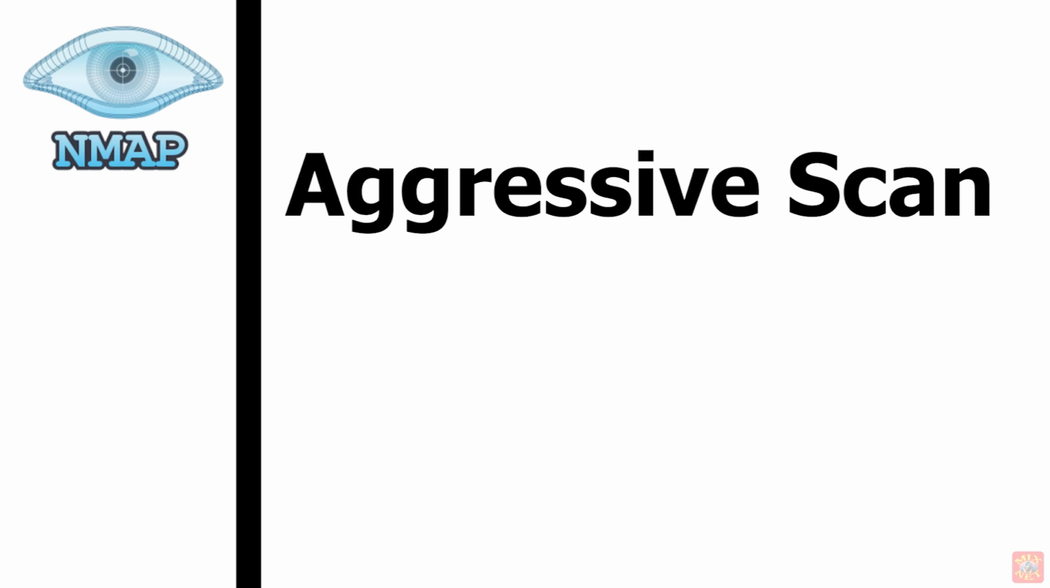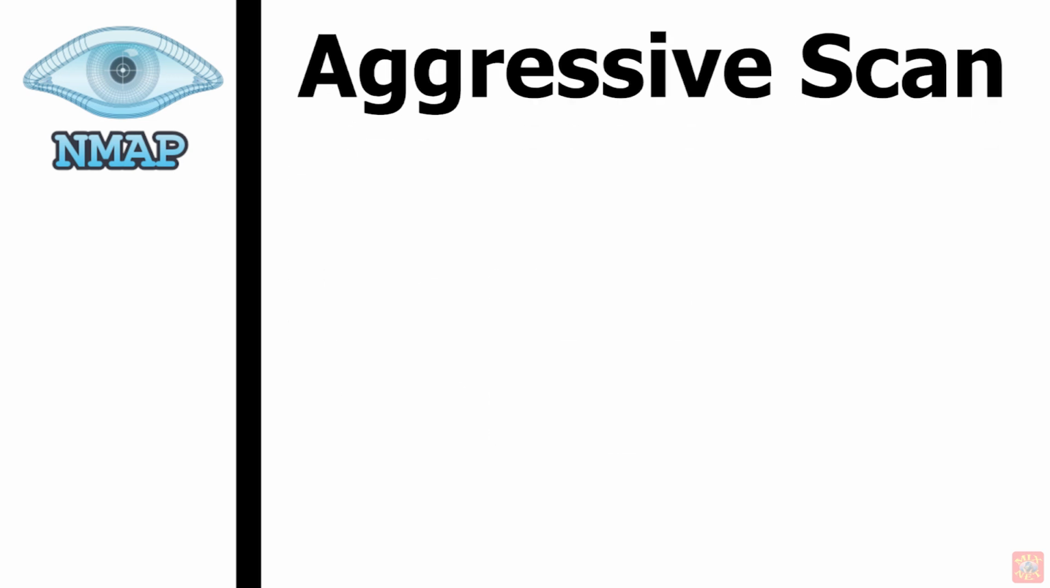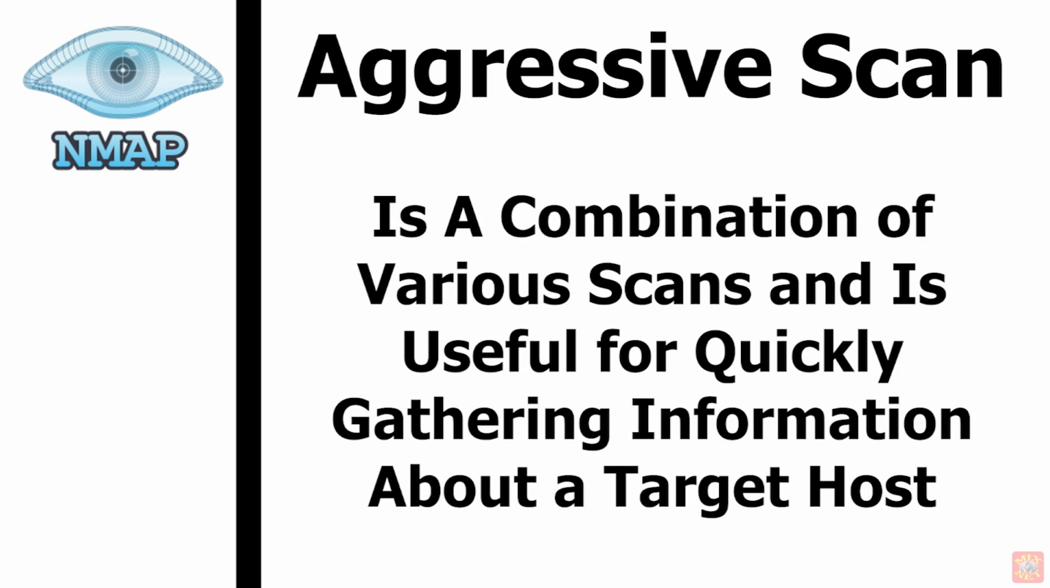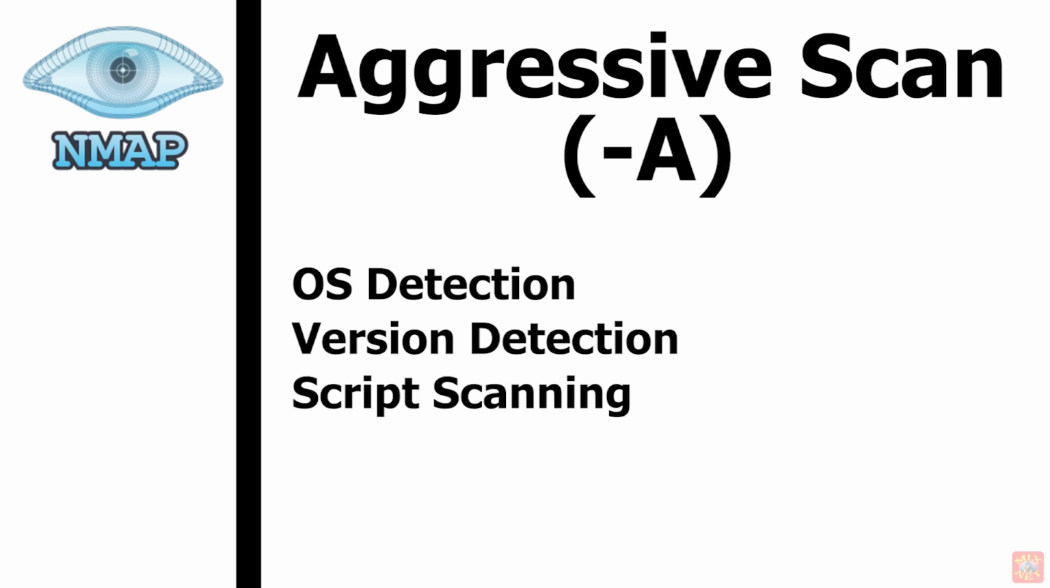In addition to these advanced scanning techniques, Nmap also offers several other types of scans, including the aggressive scan, the idle scan, and the RPC scan. The aggressive scan is a combination of various scans and is useful for quickly gathering information about a target host. You can use the -A argument to perform an aggressive scan. In the aggressive mode, Nmap performs OS detection, version detection, script scanning, and traceroute in a single run.